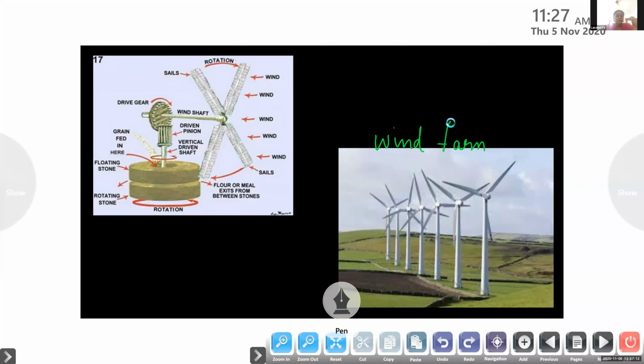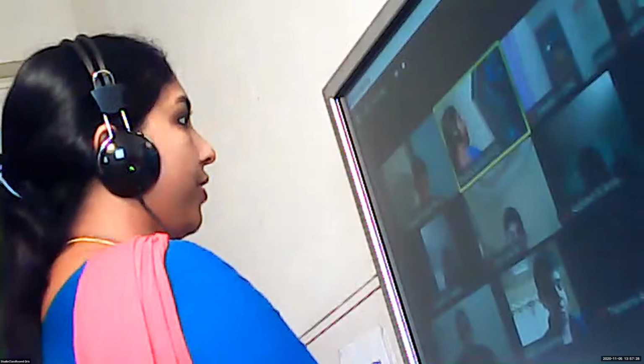Ma'am, in Alappuzha also a windmill is there, right? I'm not sure about it. A coastal region is an ideal location for this.